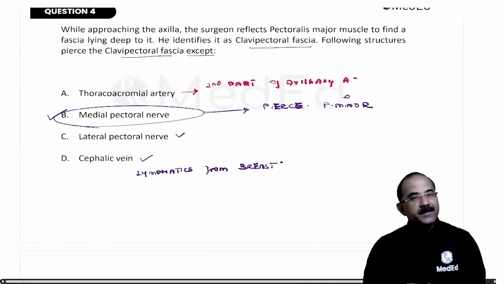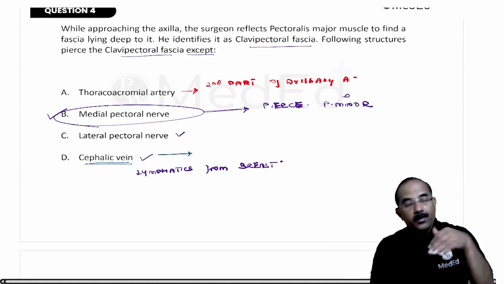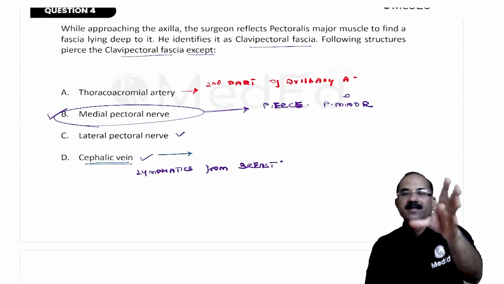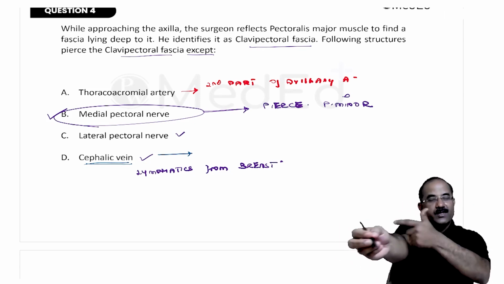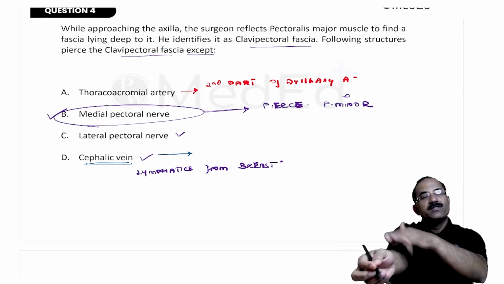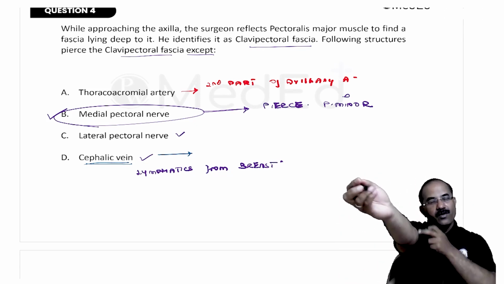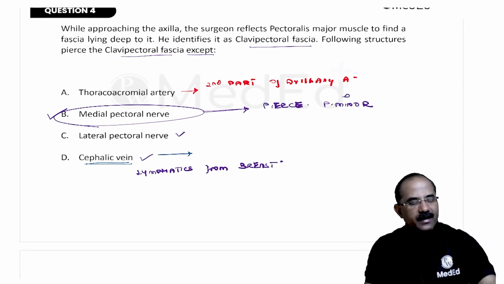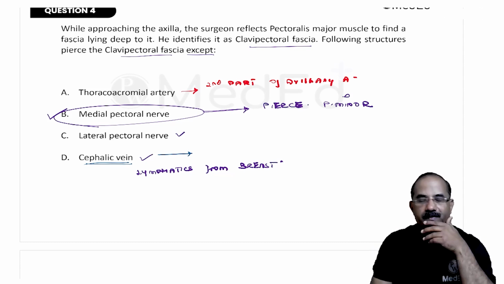Okay, my dear children, tell me, this cephalic vein drains into what? The cephalic vein opens into axillary vein. Cephalic vein is present on which side? Lateral side. Lateral side of upper limb पे what is the vein there? Cephalic vein. Medial side पे एक vein होती है. कोई बोल सकता है? What is the vein on the medial aspect of the upper limb?